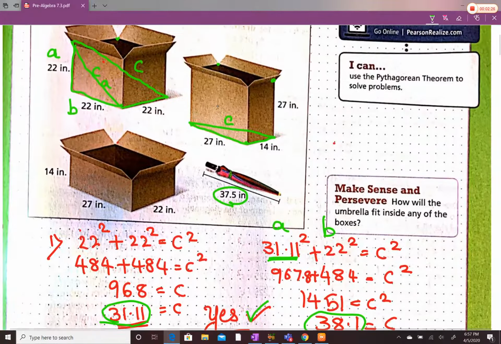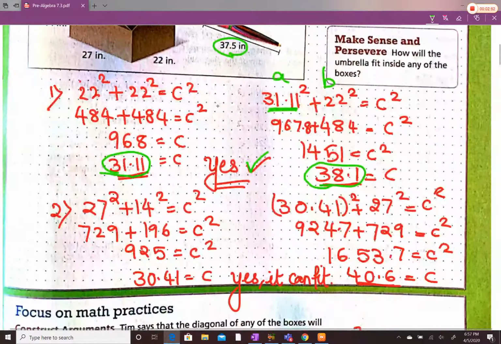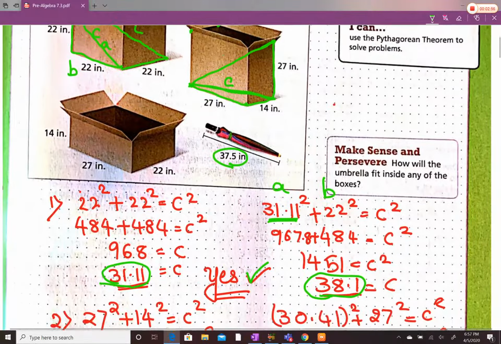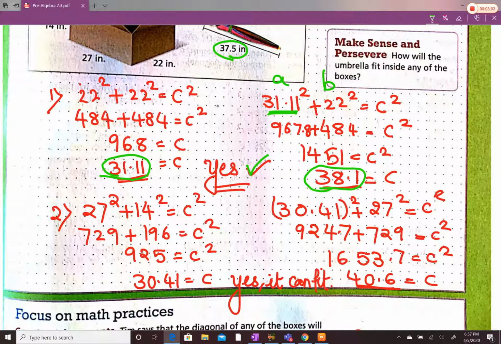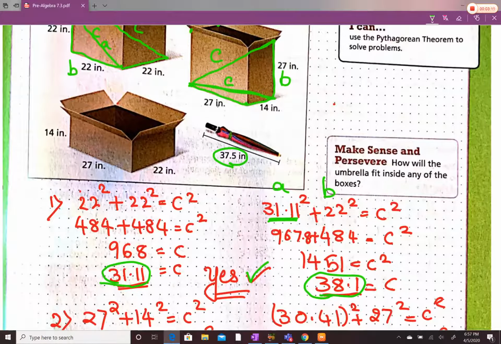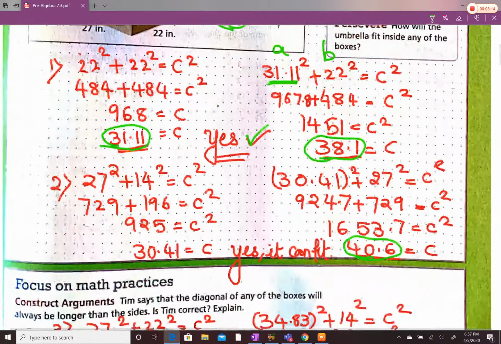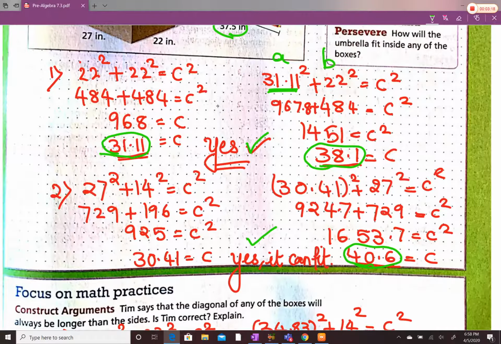Now, my first step is done, but now I have to find the diagonal length. To find the diagonal length, I can take this corner to this corner, or this corner to this corner. So let us do it with this corner to this corner. So now this can become my A, this can become my B, and this is our C. So we got 30.41 as our C, so that will be my A. 27 squared, which I can see here, will be the B. I need to find the C. If I do 30.41 squared and work it all out, I get 40.6 as my C. And 40.6 is greater than 37.5 inches. So of course the umbrella will fit in this box too. So he can send the umbrella in this box too.